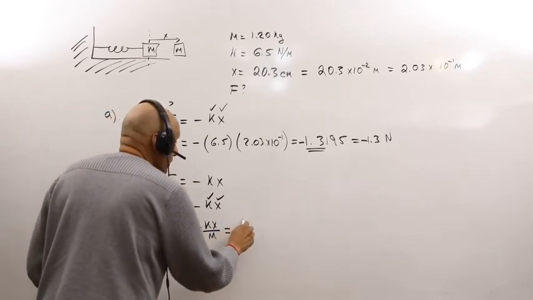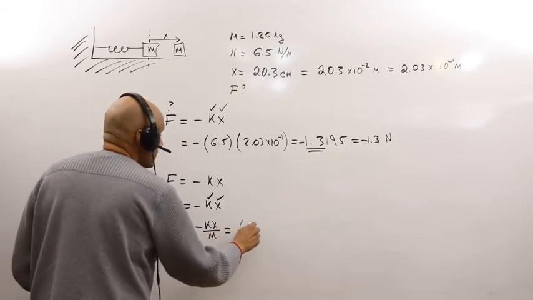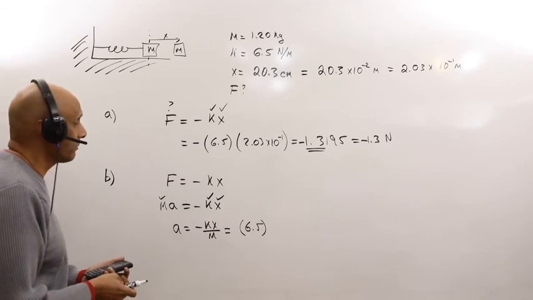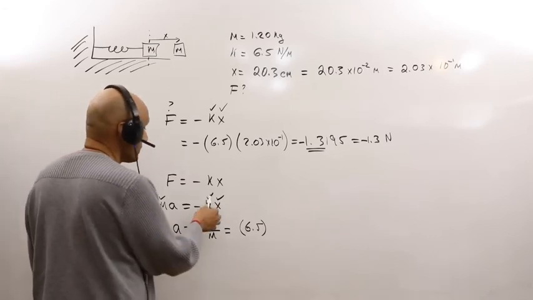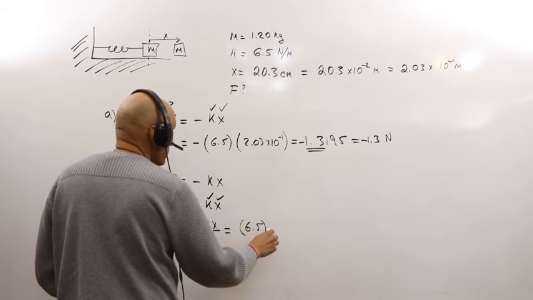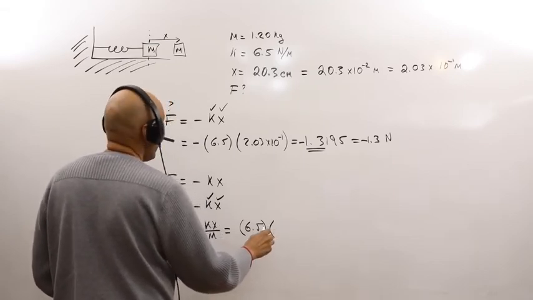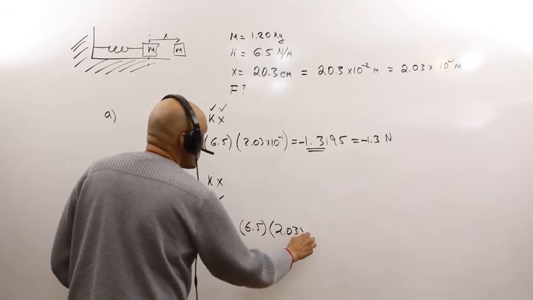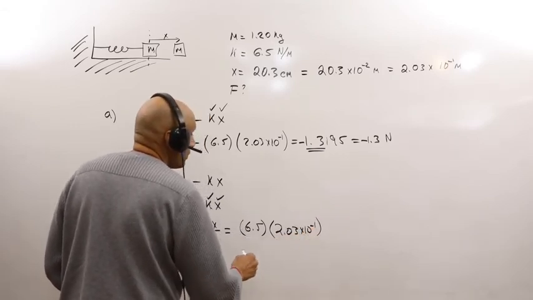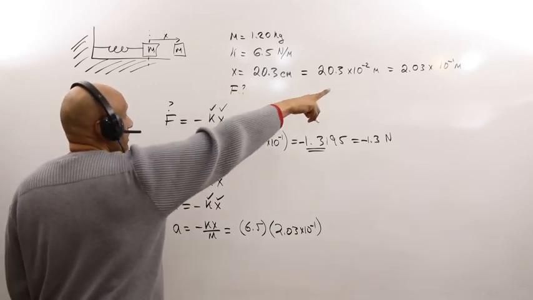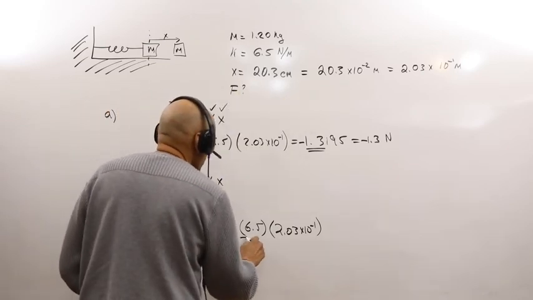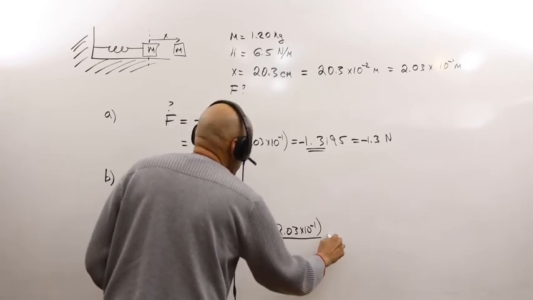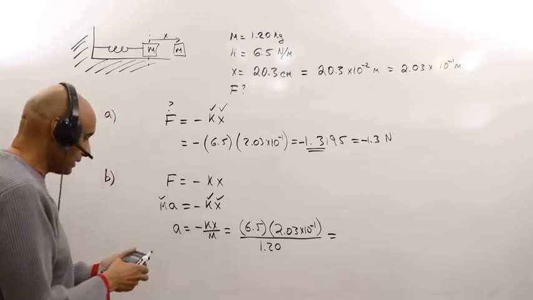So again, we're going to write k. In this case, it's 6.5. You don't have to waste time writing the units in, because we already know what the units are. So it's all standard units. So 6.5 multiplied by x, which is 2.03 times 10 to the minus 1, standard units. Okay, don't use these numbers. We're using the standard unit numbers. And the mass happens to be 1.20 kilograms.